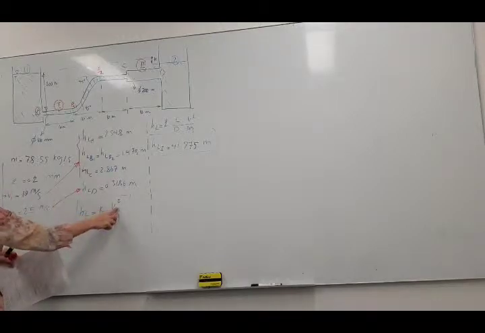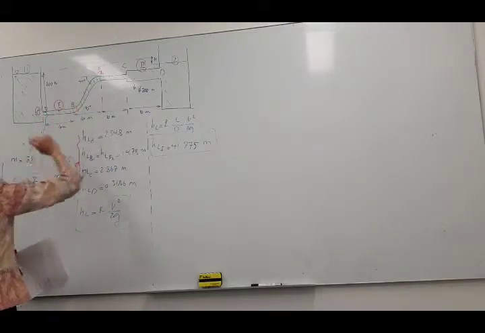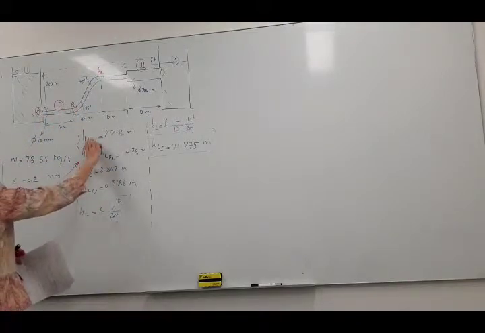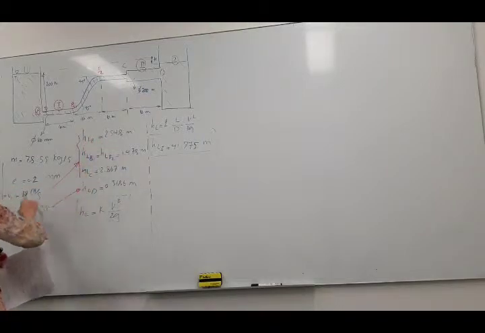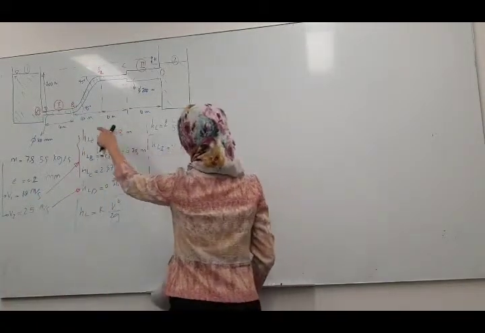And also, we need to calculate the velocity for each component. For the first three junctions, we use velocity V1, and for the last one, we use V2. V1 and V2 are the velocities, and they can easily be calculated using the mass flow rate and the area. Then we calculate the head loss due to the friction in the first pipe.